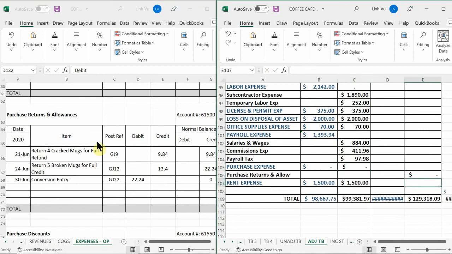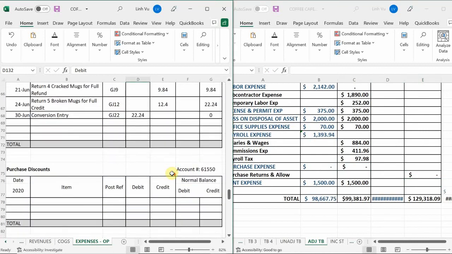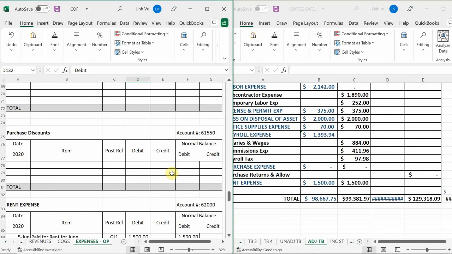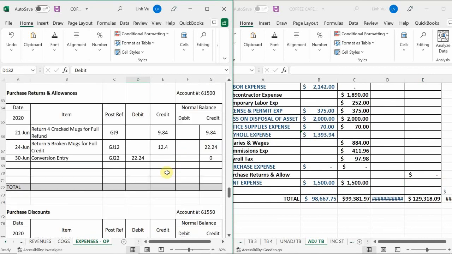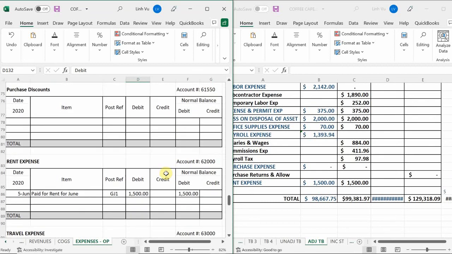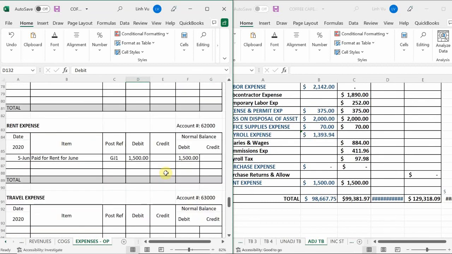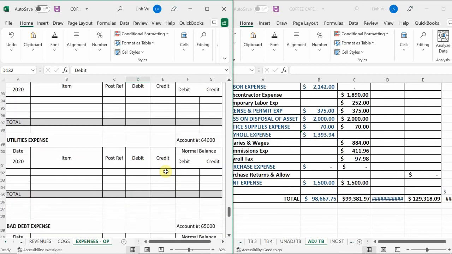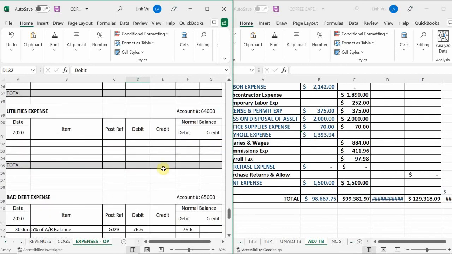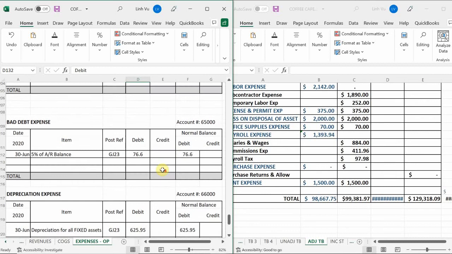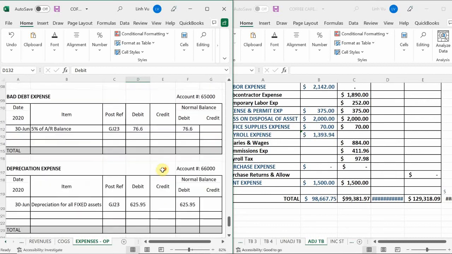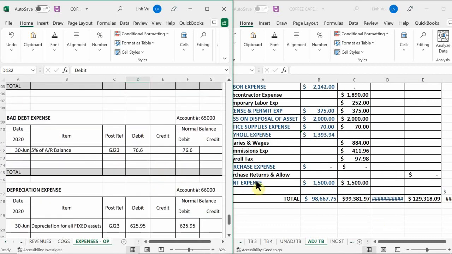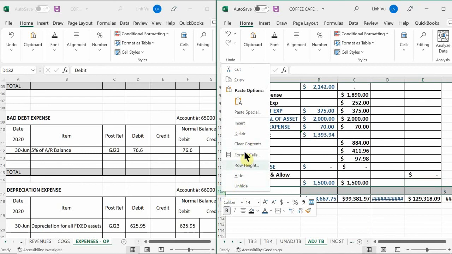Okay. And let's see what's next. Rent. Let me see what this is. Purchase discounts, nothing there. Rent expense is still $1,500. No utilities, no travel expenses. However, we have the last three, which is my bad debt expense, depreciation, and amortization. So I need to include all three of those in here.